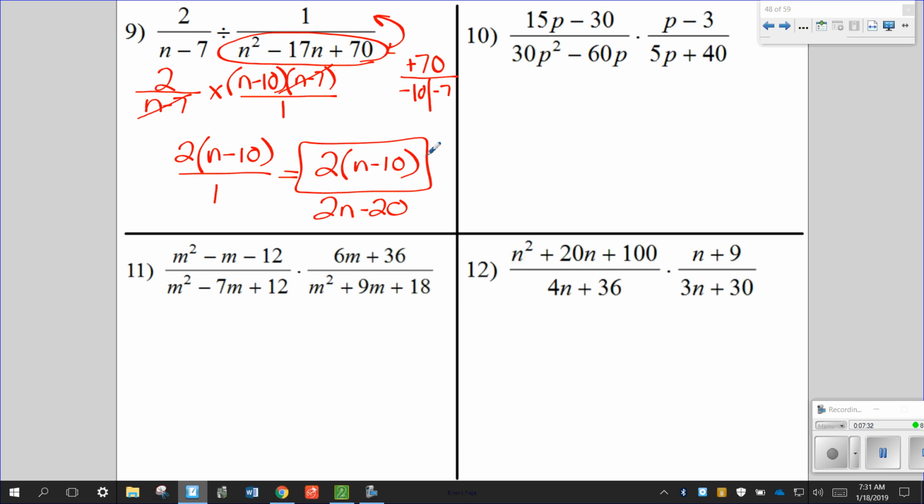All right, number 10. Look at the numerator. What's the greatest common factor? I'll let you think about it for a second. 15. So we can take out a 15, and we're left with p minus 2.